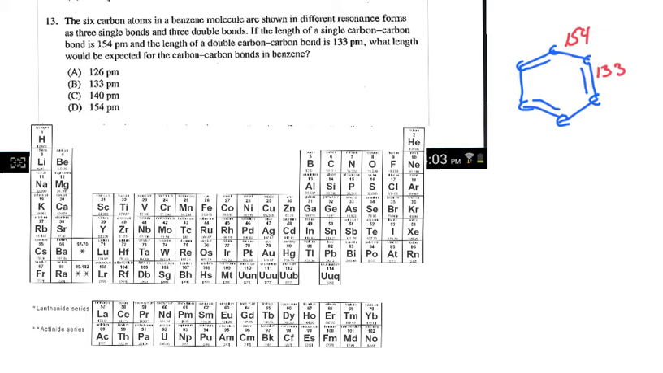So let's see if we can rule some things out. Well, we definitely can rule out D. It's not going to be 154 because that was a pure single bond. It's not going to be 133 either. And since we know it's going to be an average of the two, it can't be below 133. It's got to be between this one and this one. So I think C is going to turn out to be the correct answer.